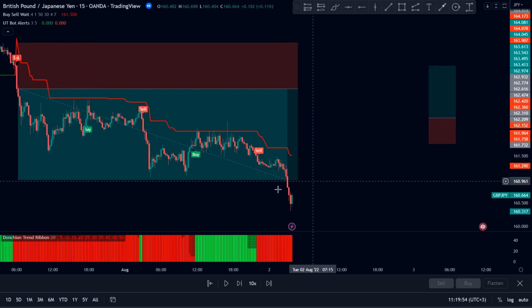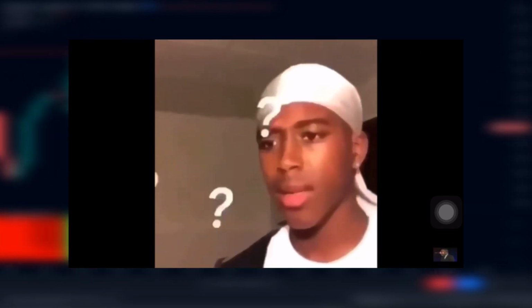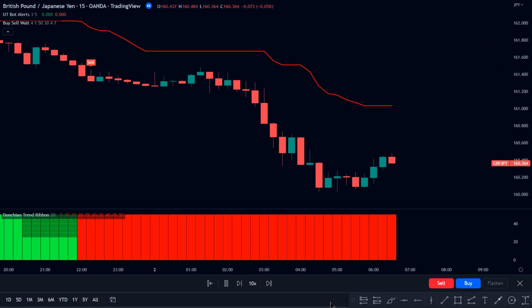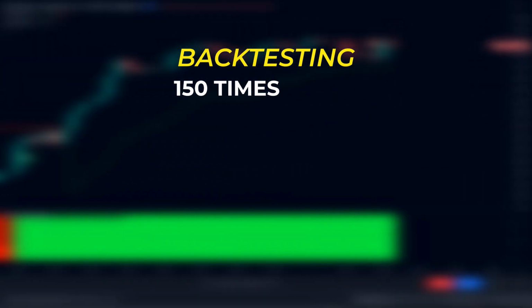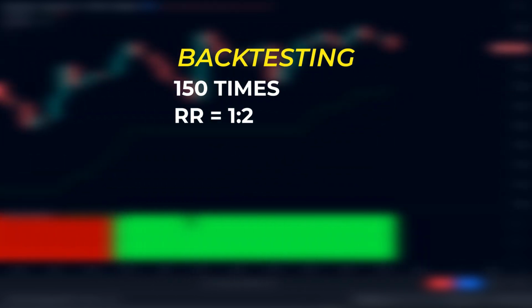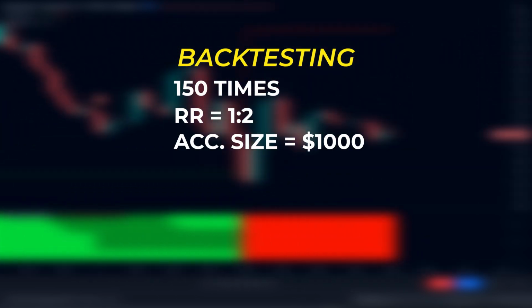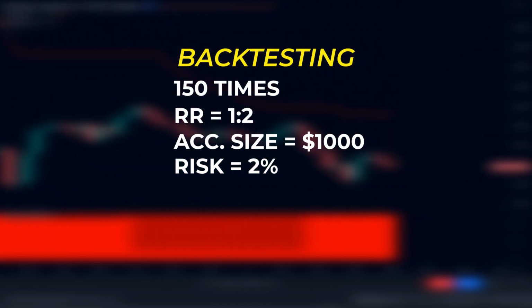And it hits TP. The most important question now is, how exactly does this strategy perform in different market conditions? Well, we're gonna answer that. That's why we're gonna backtest it 150 times using a risk to reward ratio of 1:2. The account size is gonna be set at $1,000 and we're gonna be risking 2% of that every time we take a trade. Let's get started.